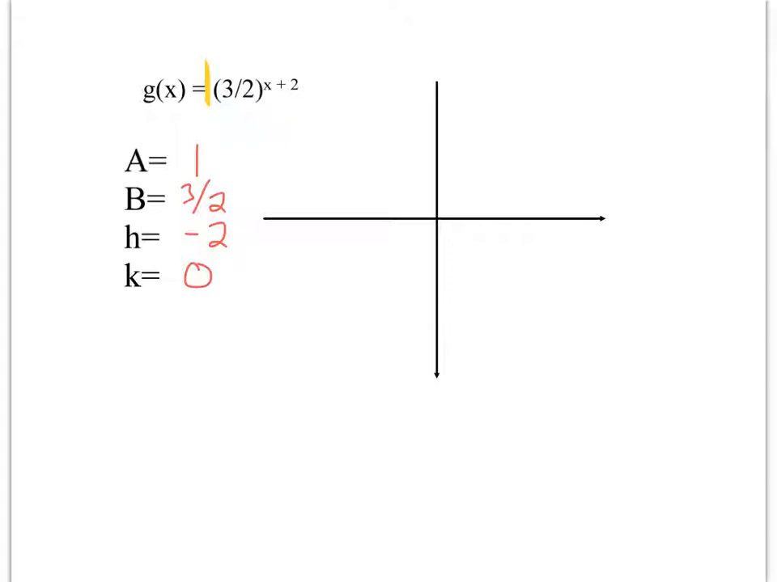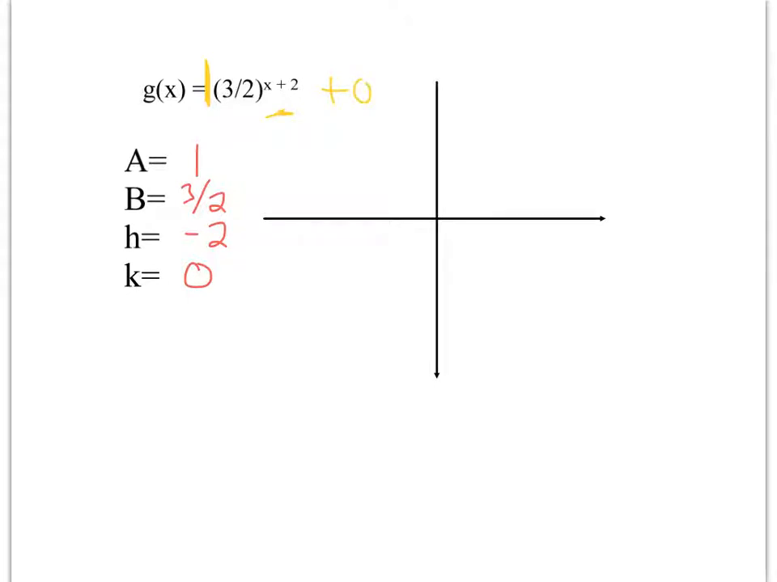Our h is negative 2. Again, very good. Notice that it's negative 2. When it looks positive, it's actually a negative 2 there. It's x minus h. And our k is 0. We actually have a plus 0 here to the right.